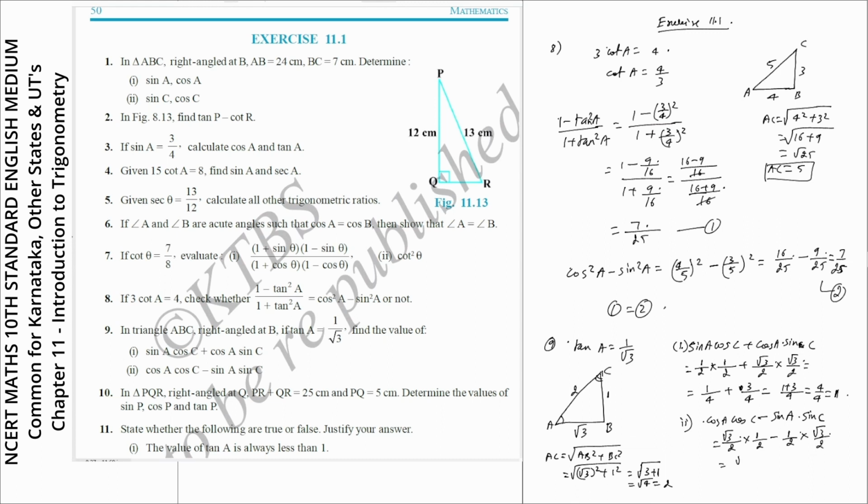So I'll get root 3 into 1 is root 3 only, 2 into 2 is 4, minus 1 into root 3 is root 3 by 2 into 2 is 4. So root 3 by 4 minus root 3 by 4 is 0. This is 0, okay.